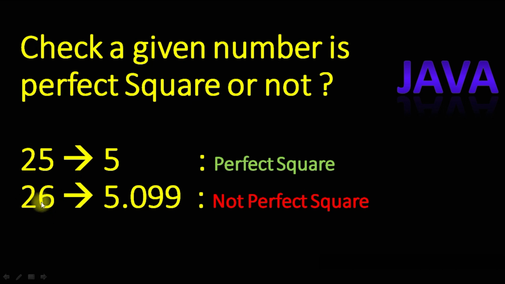But if you go for 26, then the square root of it is equal to 5.099. So I can't say this is a concrete number, and that means I also can't say that 26 is a perfect square. So I have to say that 26 is not a perfect square, but 25 is a perfect square.